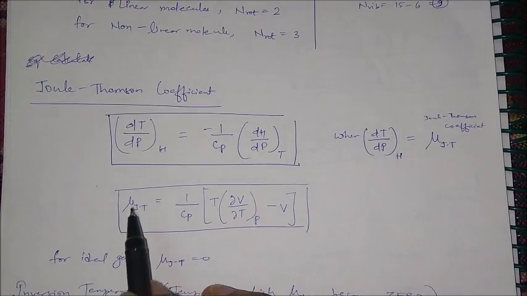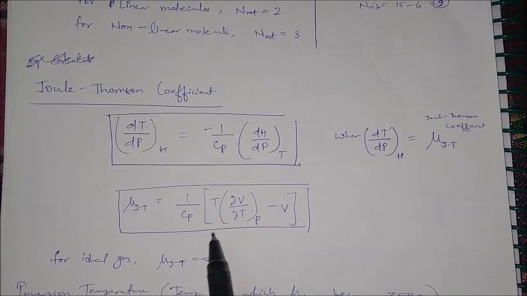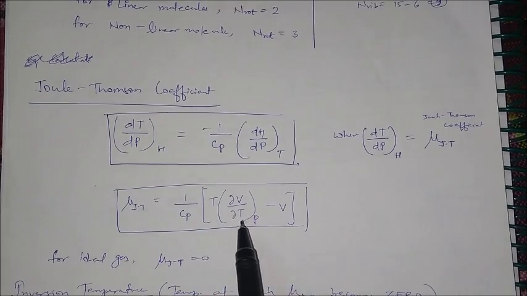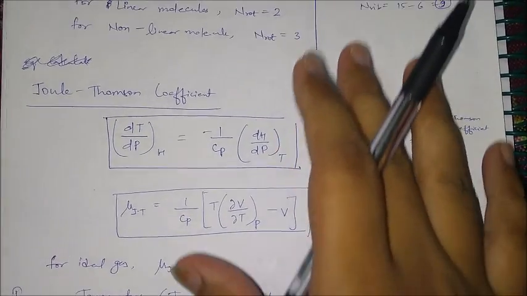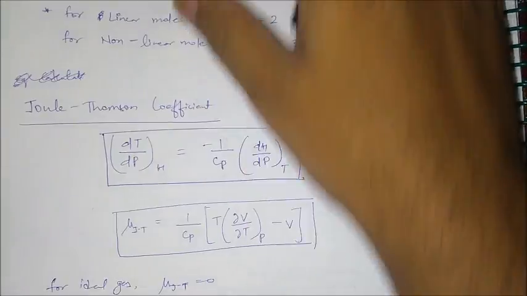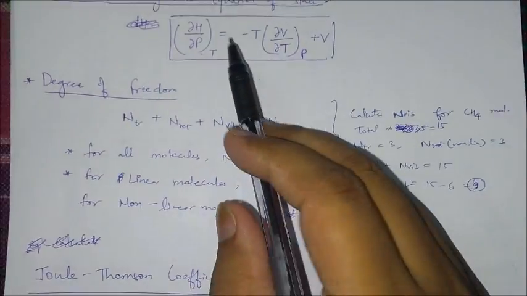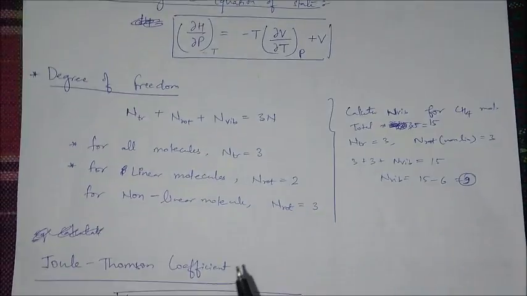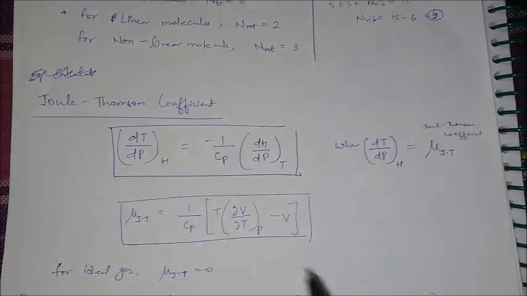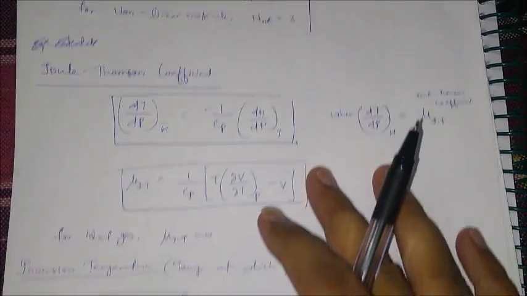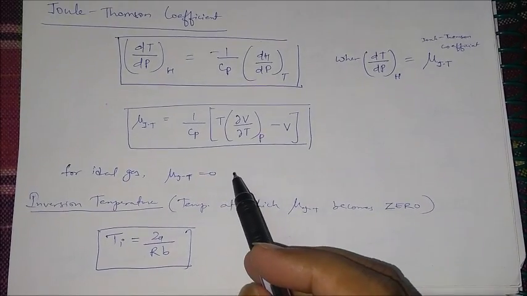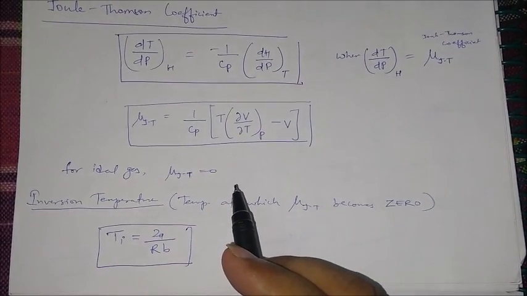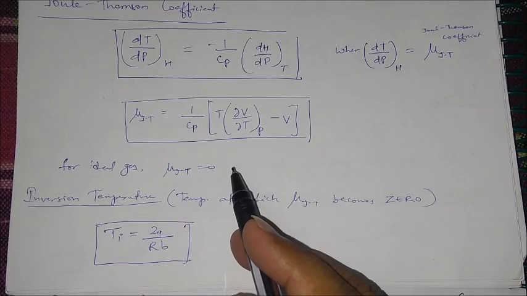Or you can write it as mu JT is equal to 1 by Cp into T del V by del T at constant P minus V. This we have taken from the second thermodynamic equation of state. From here we have put the value of del H by del P at constant T to get this equation. For ideal gas, mu JT is always 0. This you should know. These are the 2 marker questions from where they can ask you.